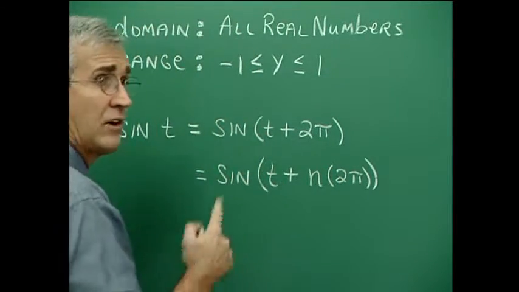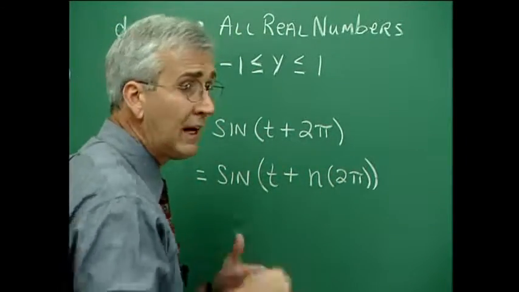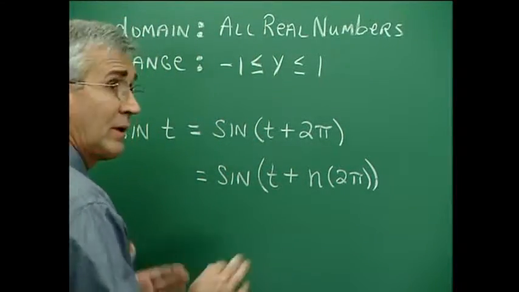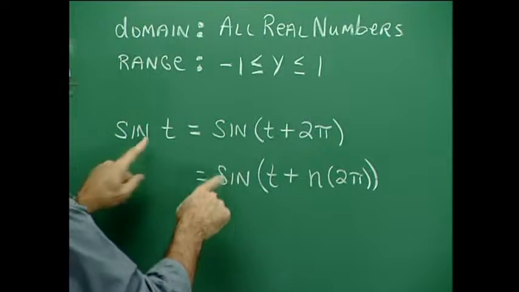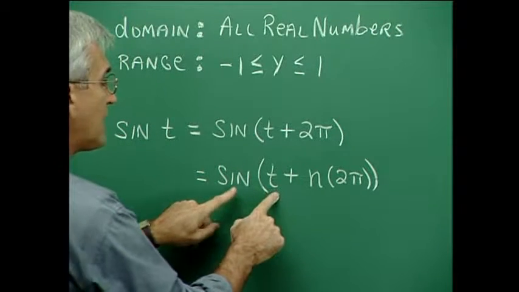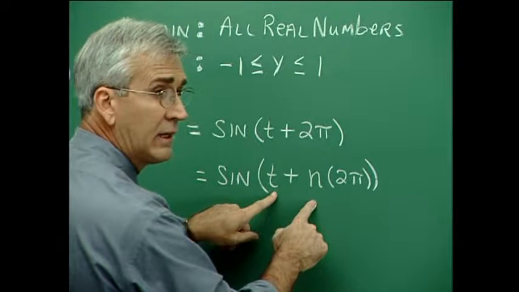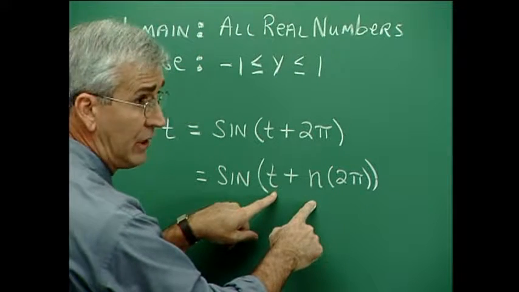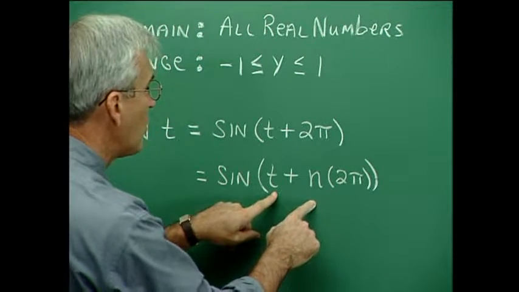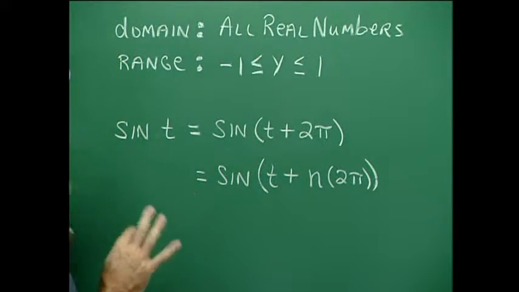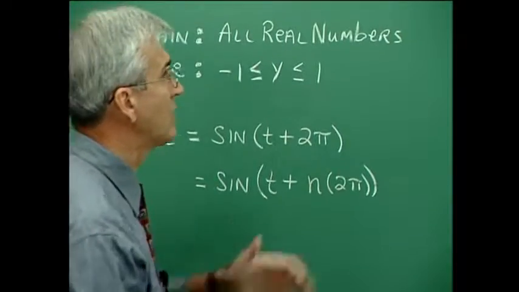But we could add or subtract another 2 pi, and another, and another, and another, and end up at the same spot. So indeed, we could say that the sine of t is equal to the sine of t plus n times 2 pi, where n is an integer. Now that integer can be either positive or negative, so we can either be adding or subtracting units of 2 pi here. Now that kind of helps us to evaluate in situations like this.